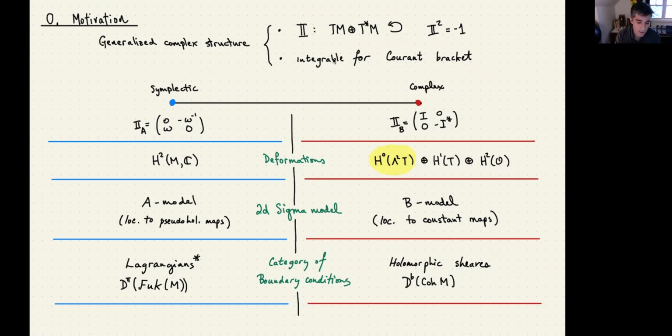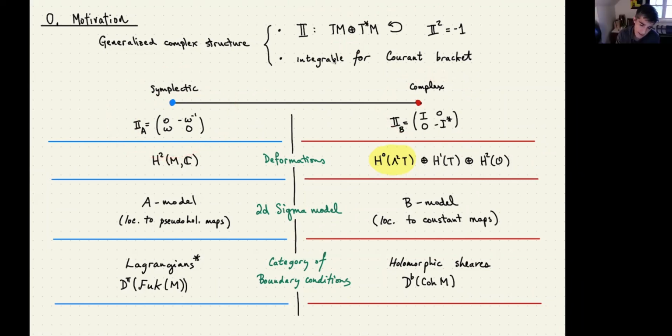The interesting thing about this structure, when you first encounter it, is that there are two extreme cases. There is the case where T is sent to itself and T star is sent to itself. And then there's the case where T is sent to T star and T star is sent to T. Those are the two extreme cases of this type of geometric structure. And it turns out that those two extreme cases are exactly a complex structure and a symplectic structure.